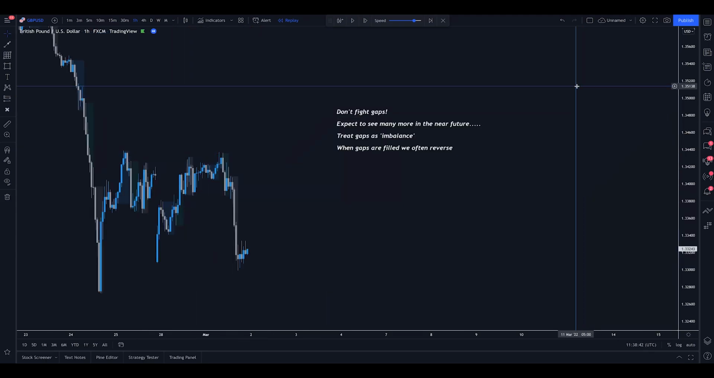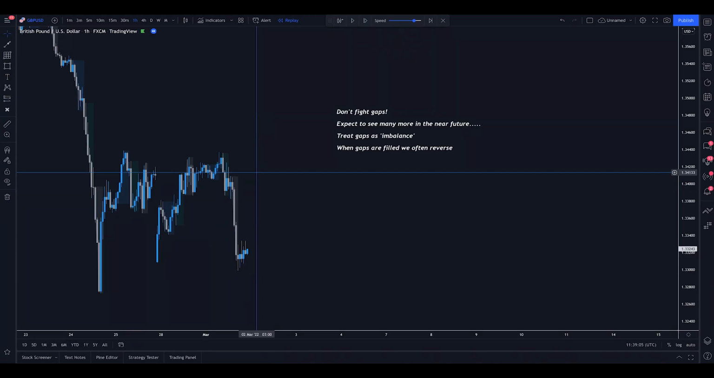So to recap on the points I've covered today and the knowledge I'm trying to give you to work with gaps a little bit better. First of all, don't fight gaps. So don't go selling into the market before a gap is filled. If an opportunity short comes around here, I would just simply recommend not to take that and to actually wait for the gap to be filled so you can get the highest probability setups, less losses, and bigger wins.